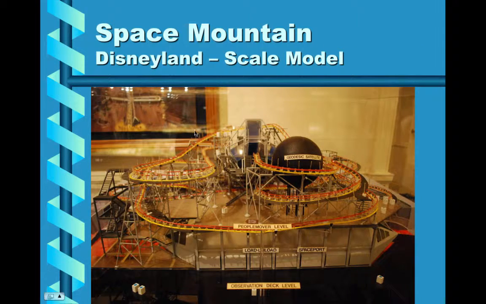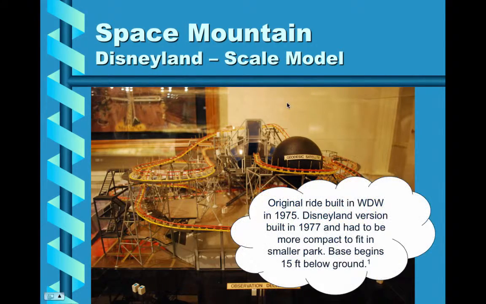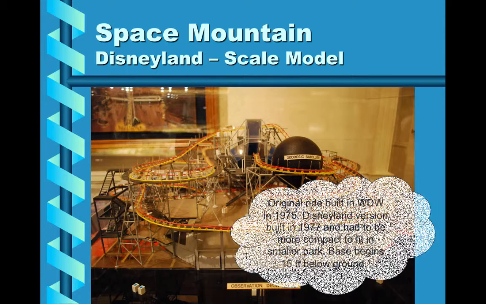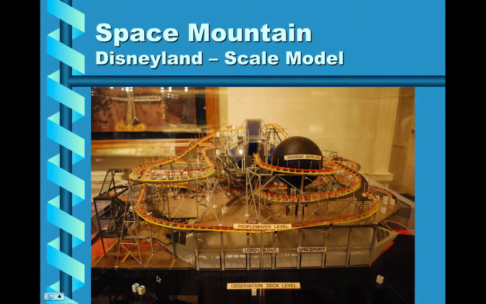Now, here is a scale model of the Disneyland version that used to be on display. And some information here. The original ride was built in Walt Disney World in 1975. The Disneyland version was built in 1977 and had to be more compact to fit in a smaller park. The actual base of the ride begins 15 feet below the ground. So as you can see, it's a pretty compact ride. There's a lot of sharp turns, a lot of changes in velocity. Remembering from our second episode that it's those changes in acceleration that produce the force that makes the ride thrilling, not necessarily the speed alone.